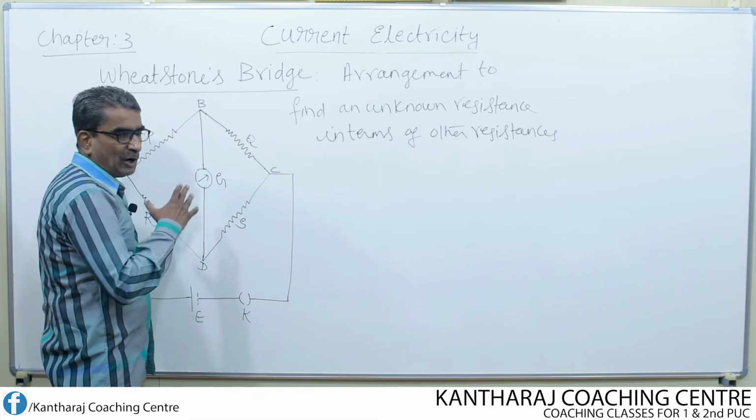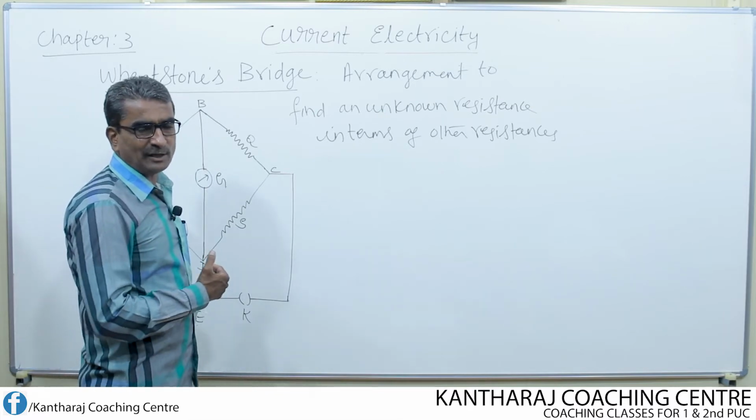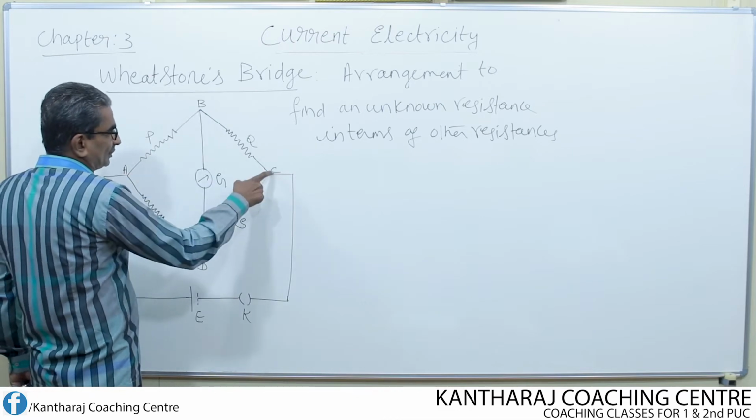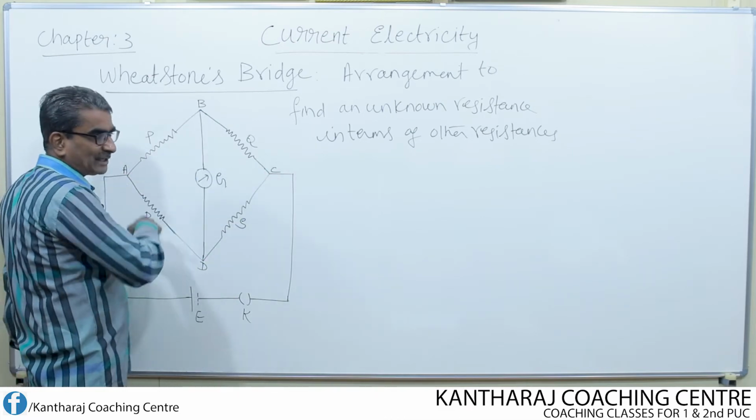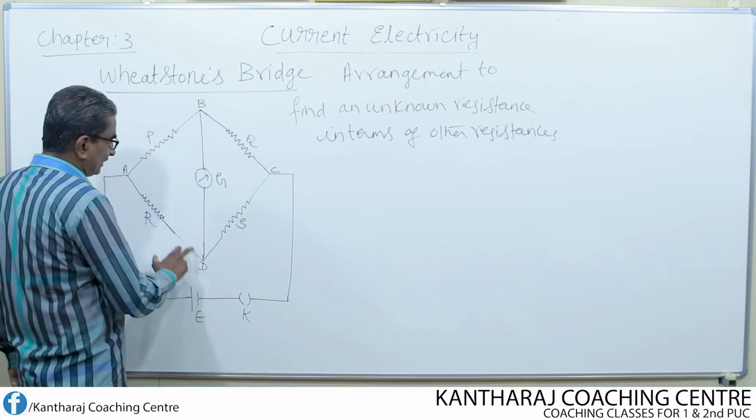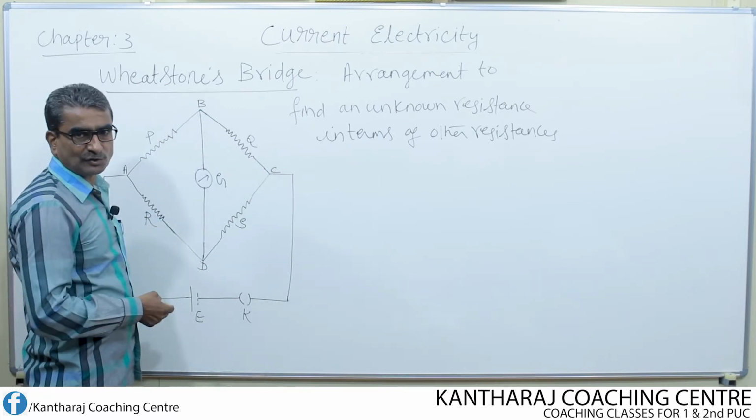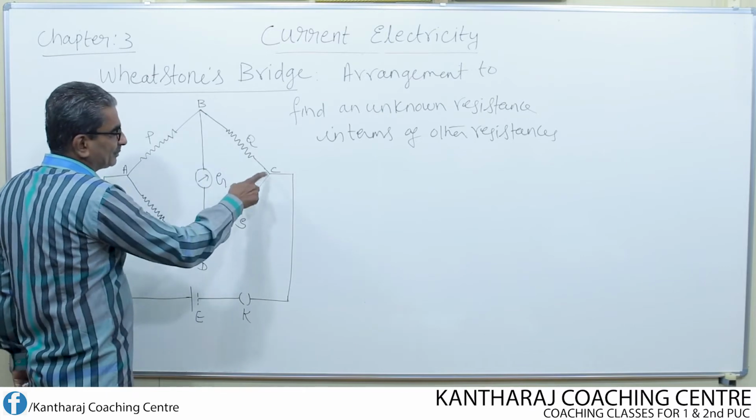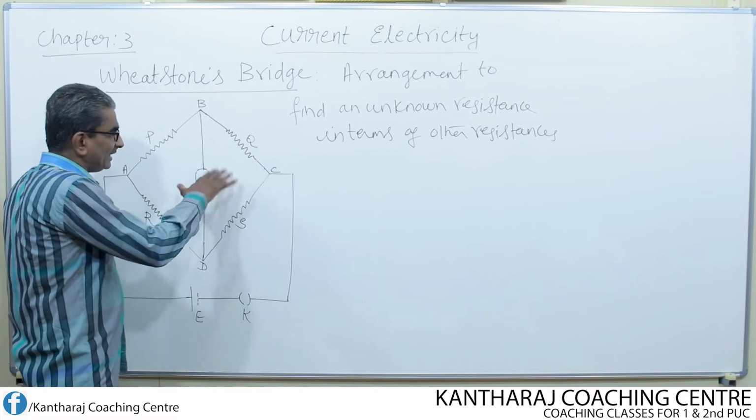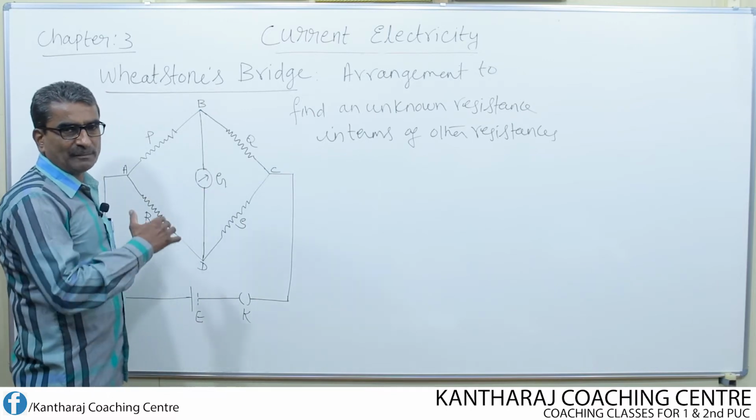Let us find out how many nodes there are and how many loops or meshes there are. 1, 2, 3, 4. 4 node points or 4 junctions are there. A, B, C, D are the 4 junctions or nodes, because at each of these points more than 2 conductors are meeting. Then how many loops or meshes are there?